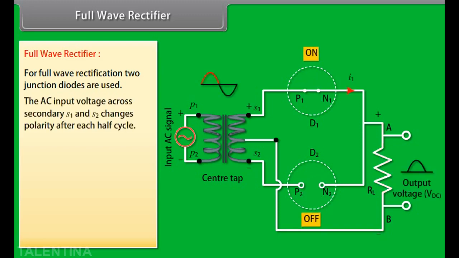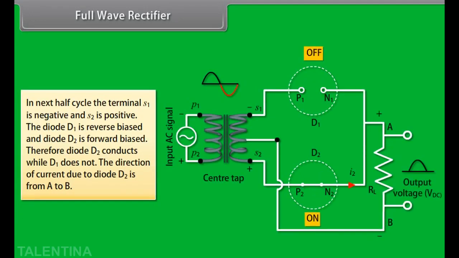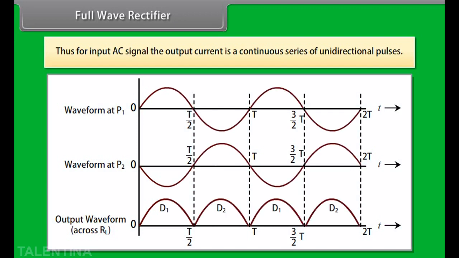The AC input voltage across secondary S1 and S2 changes polarity after each half cycle. During the first half cycle of input AC signal, the terminal S1 is positive and S2 is negative. Then, diode D1 is forward biased and diode D2 is reverse biased. Therefore, diode D1 conducts while diode D2 does not. The direction of current due to diode D1 is from A to B. In the next half cycle, the terminal S1 is negative and S2 is positive. The diode D1 is reverse biased and diode D2 is forward biased. Therefore, diode D2 conducts while D1 does not. The direction of current due to diode D2 is from A to B. Thus, for input AC signal, the output current is a continuous series of unidirectional pulses.